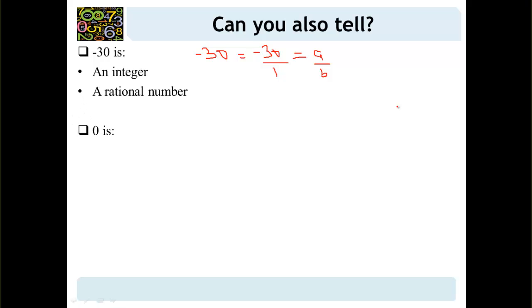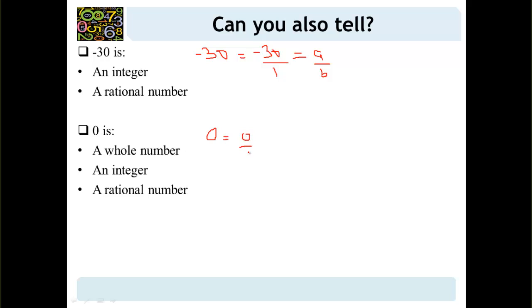What of 0? This is interesting. 0 is a whole number. It is also an integer. It is also a rational number. Why is 0 a rational number? The same reason why 30 is a rational number. 0 means what? 0 divided by 1.